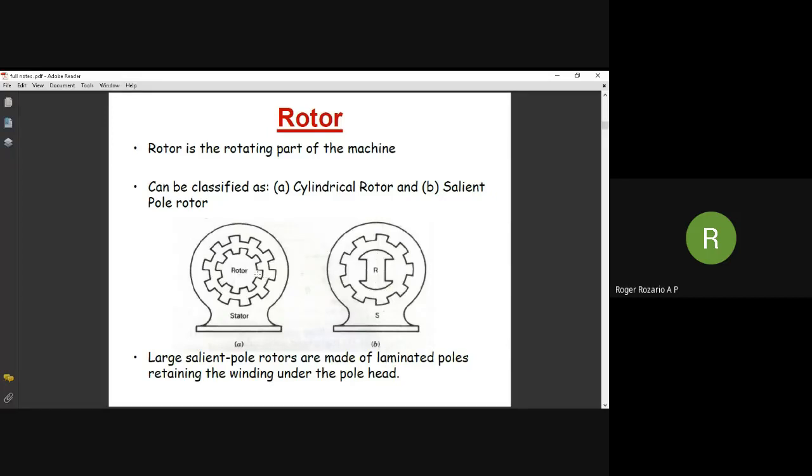So based on the construction of the rotor, we have classified the alternators into two types. One is a cylindrical rotor, cylindrical in shape. That is why it's called a cylindrical rotor. And the next one is a salient pole rotor, or projected poles. Look at this, the poles are projected.